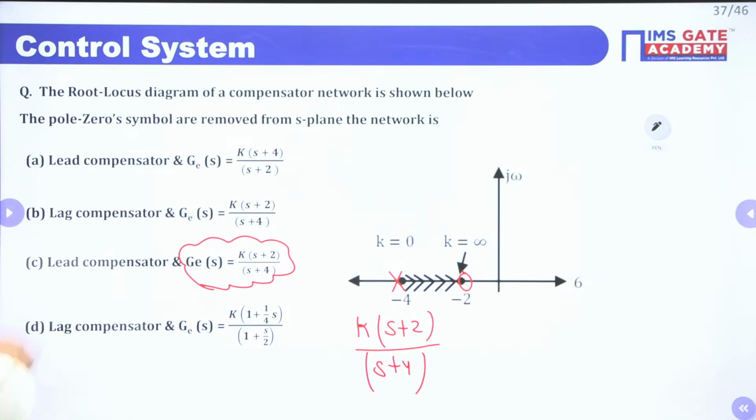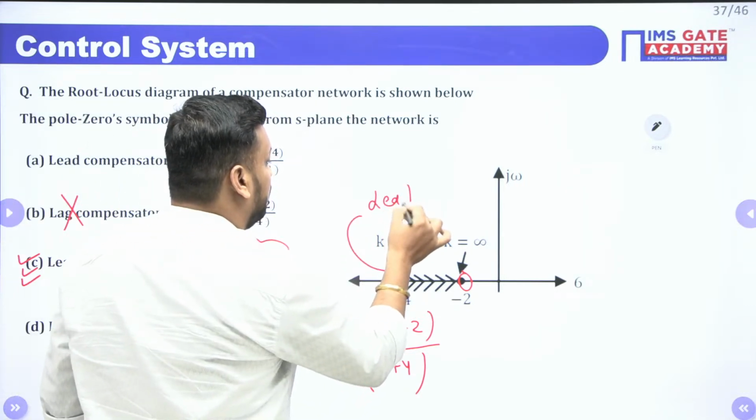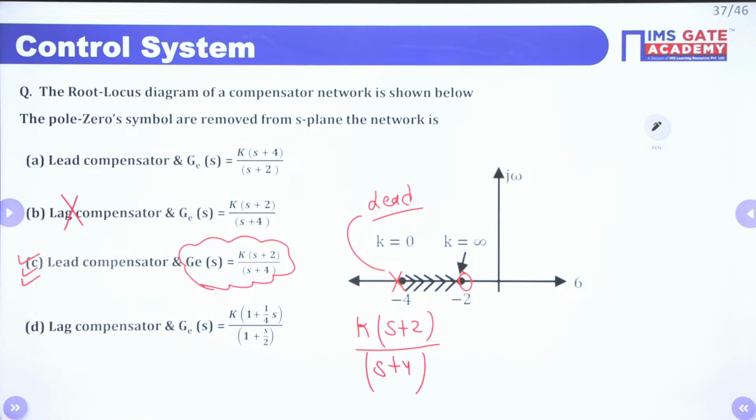And it is not a lag compensator. It is of course a lead compensator because the pole is leading. I hope it is clear to you. So first of all, lag is wrong, and lead is correct, but here is the pole zero difference. The correct answer is C, for Chennai Super King, CSK.